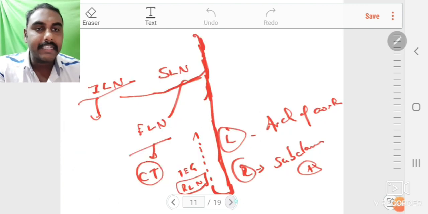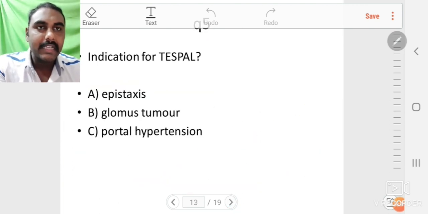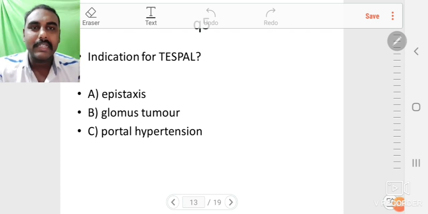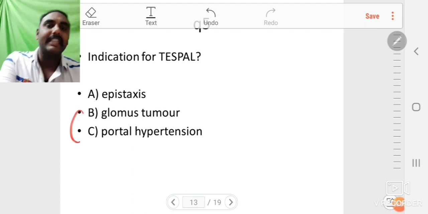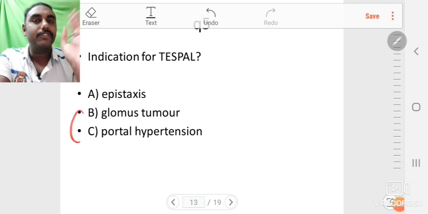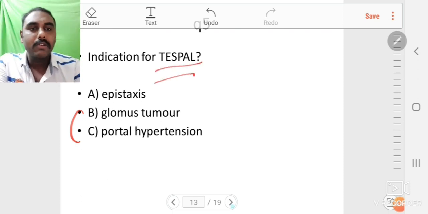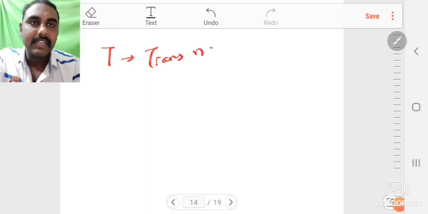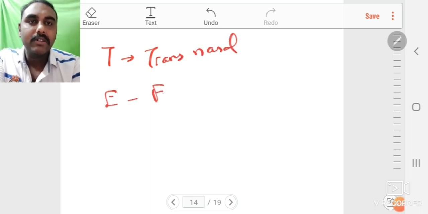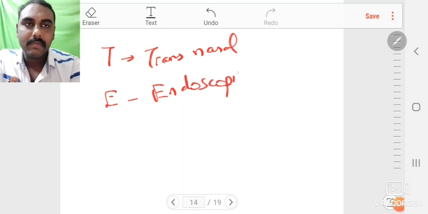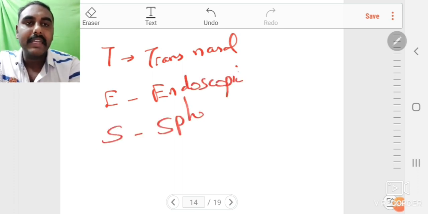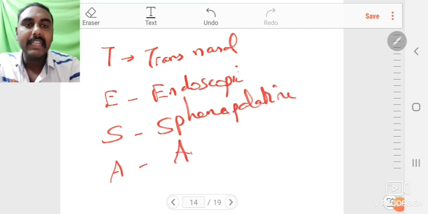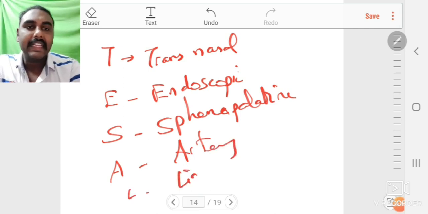So coming on to the next MCQ, question number 5, a very easy, straightforward MCQ. What is the indication of TESPAL? I am not sure whether these options are mentioned in the exam. Option A was epistaxis, and I hope most of you got it right. So what is TESPAL? TESPAL stands for transnasal endoscopic sphenopalatine artery ligation.